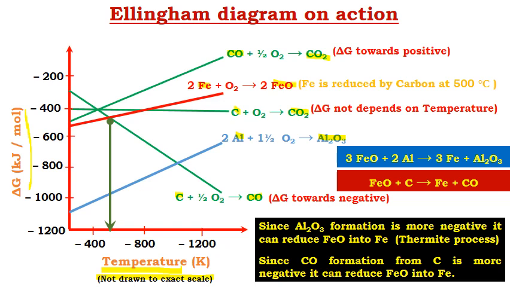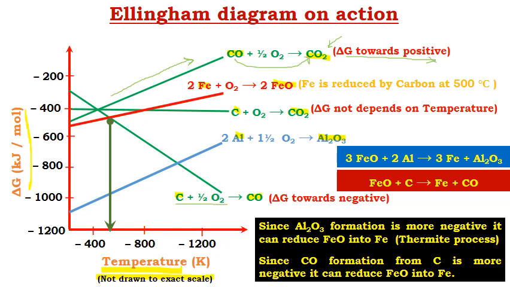Now, if you look at all these reactions, let us take the first one, the formation of carbon dioxide from carbon monoxide. If you look at the plot, it moves from more negative to less negative. This means the delta G value for this reaction is relatively positive.